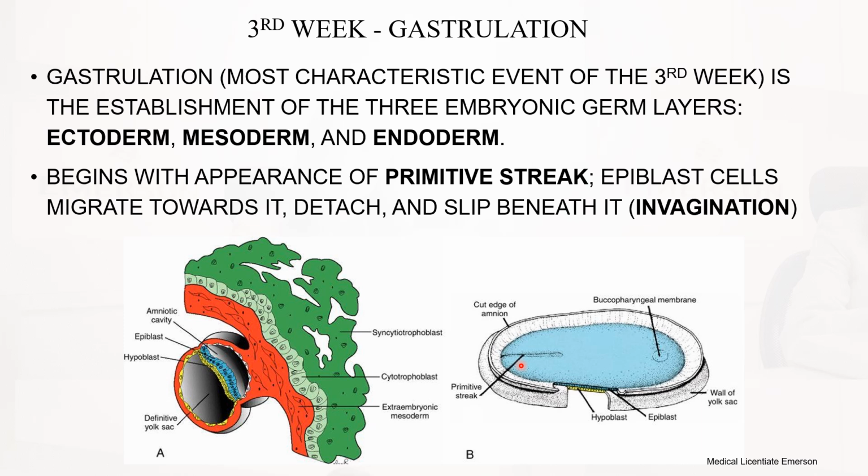After that, the epiblast cells migrate towards this same primitive streak. The epiblast cells are going to migrate towards the primitive streak, detach from it, and slip beneath it. That's what we call invagination. Okay, so this is our introduction.